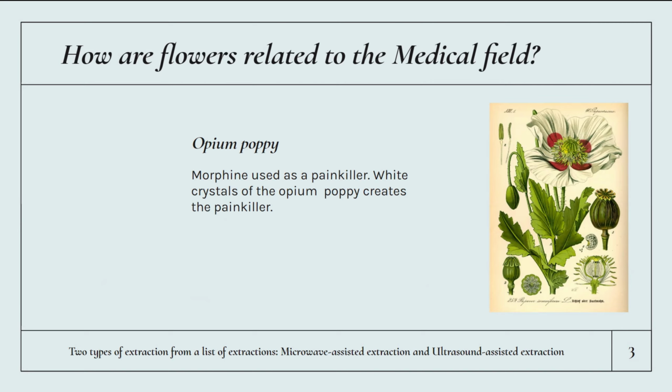Ultrasound assisted extraction uses sound energy at a frequency higher than 20 kilohertz, so it will interrupt the plant cells and increase the drug surface area for solvent extraction. The highest sound energy quickens the extraction process because it minimizes the heat needed for the extraction to occur.